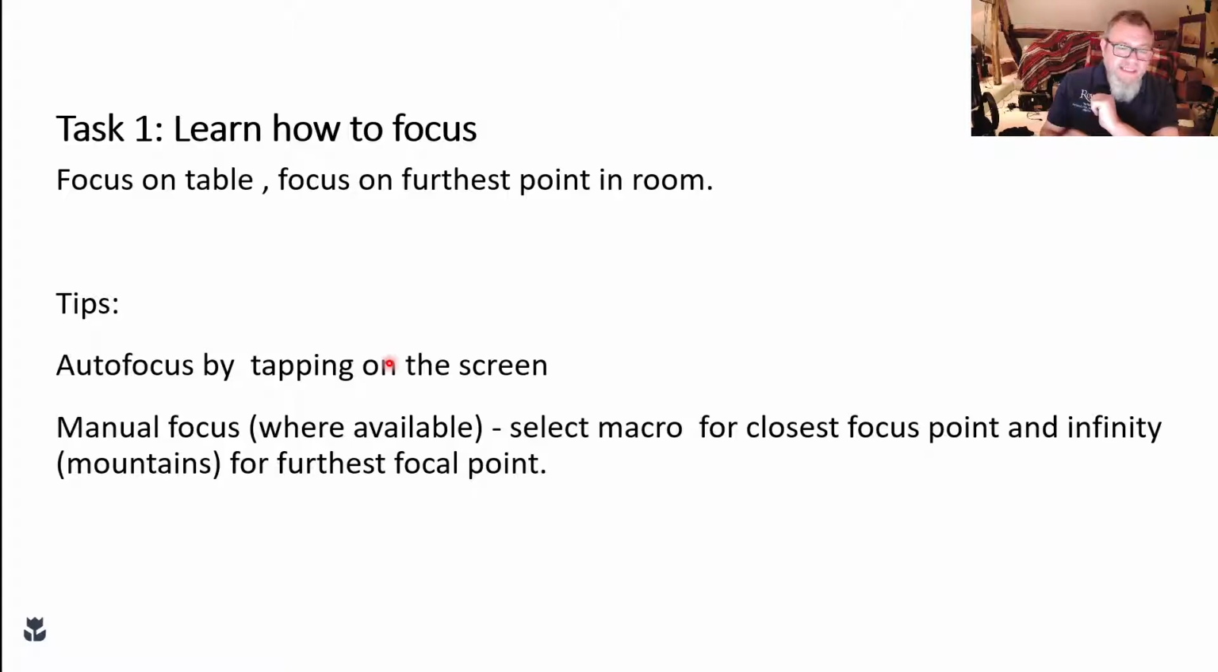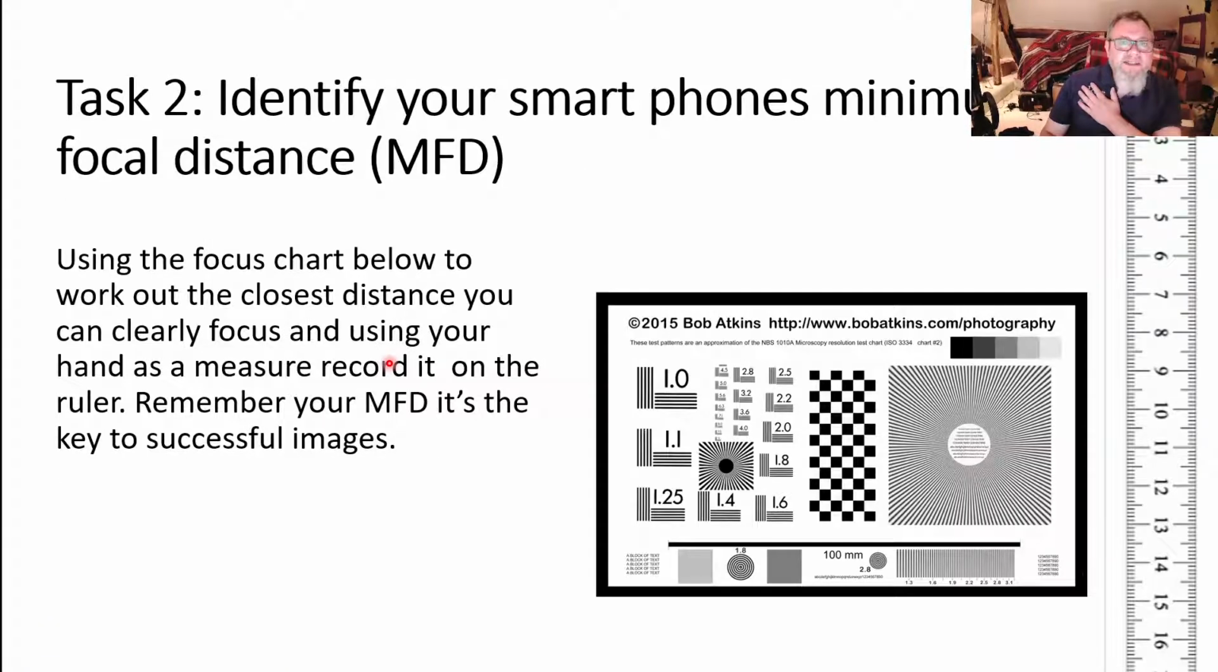Practice auto-focusing by tapping on the near field and then on the far field. If you have manual focus, then this is the time to practice that as well. Some camera apps have a macro setting. The macro setting isn't really a macro setting, but what it will do is automatically fix your closest focal point as close as you possibly can, and it will often do some digital zoom to enlarge the image for you as well.